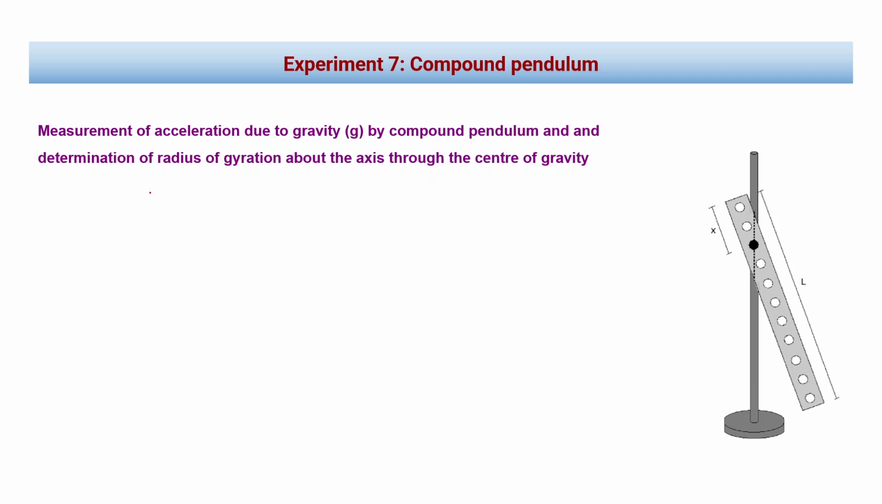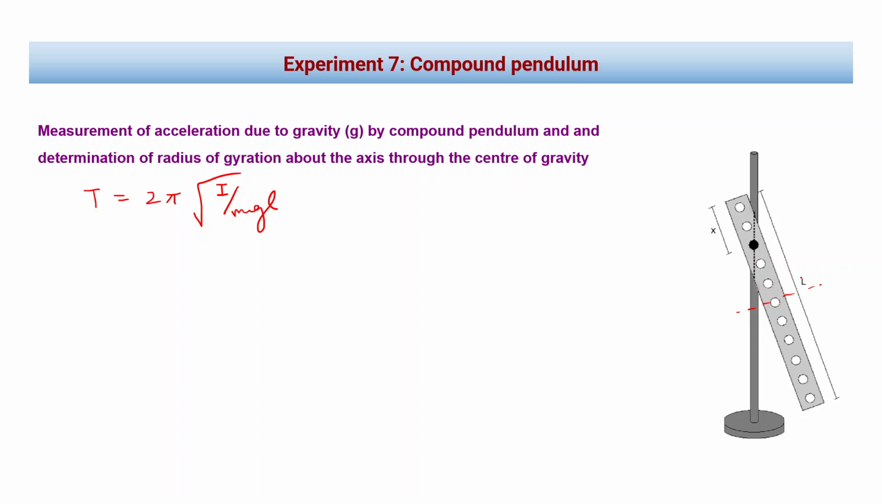And since we already obtained the time period expression, that time period is 2 pi under root I by mgl. So if we do this experiment, what we change here, the center of gravity point will remain the same, only this point of suspension we can change. We can increase the distance between point of suspension and center of gravity by using different holes for suspending this compound pendulum. So we'll keep on changing this small l, right?